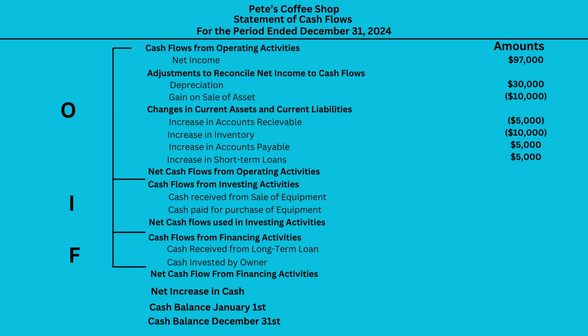Now if we reconcile each of these amounts in the operating section, we get a net cash flow from operating activities of $112,000.